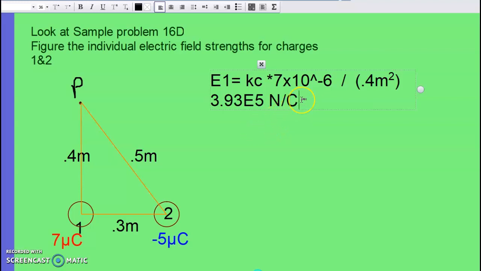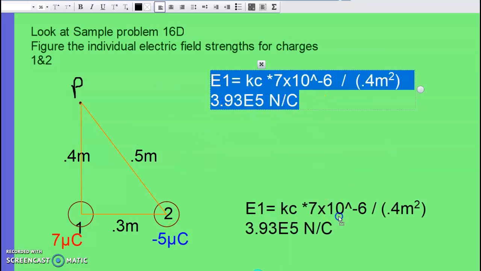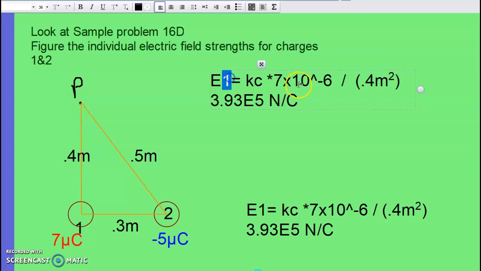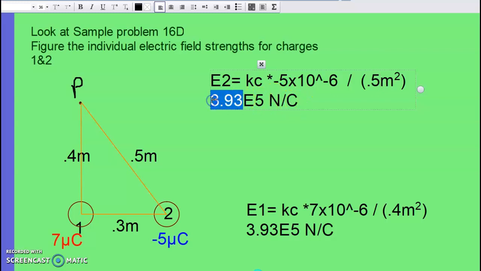Now, they ask you to repeat the problem for the other charge. So let me just take this work. There's number 1. Now let's just substitute. This is the electric field for number 2. This is a negative 5 charge, and the distance is 0.5 meters. And the answer, of course, will be different. So take a second and calculate that. Feel free to pause the video while you calculate it. And the answer is going to come out to 1.8 times 10 to the 5th newtons per coulomb.